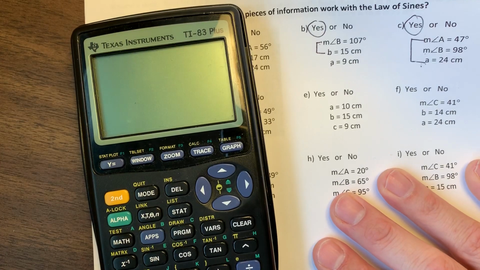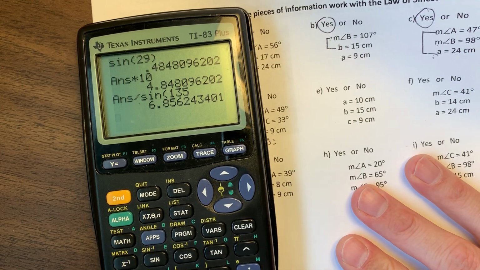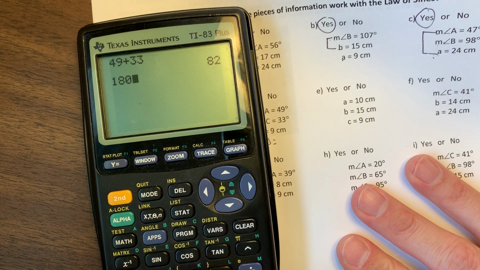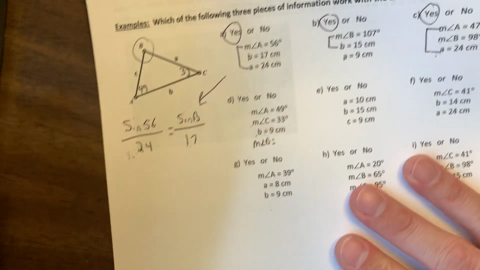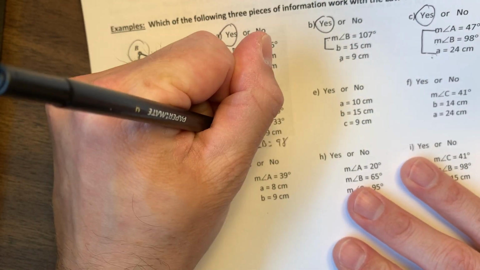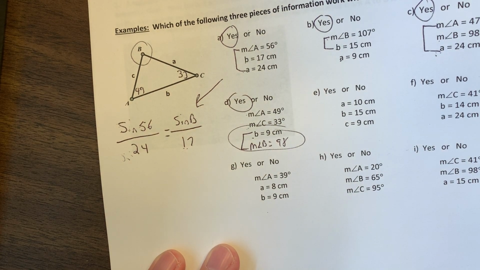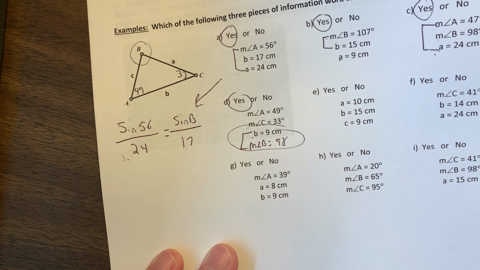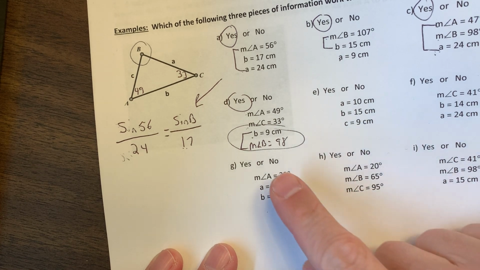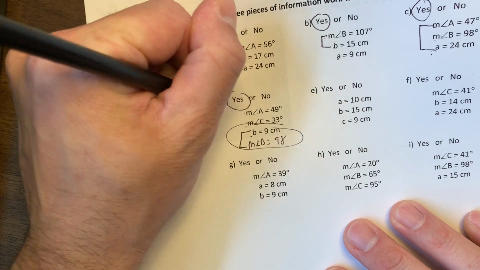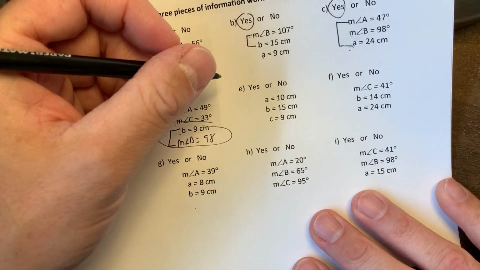So, right here, let's do it, okay? 49 plus 33 is 82. If I do 180 minus 82, I figured out that angle B was 98, okay? Look, you got your ratio right here. So, again, when people are doing this, they go, oh, I don't have the right combinations. I don't have a ratio that works with the angle and the side that I can make a fraction out of, so I can't do it. But if you have two angles, you can always find a third angle. Please watch out for that, right? We're going to do it in the next couple of problems, okay?